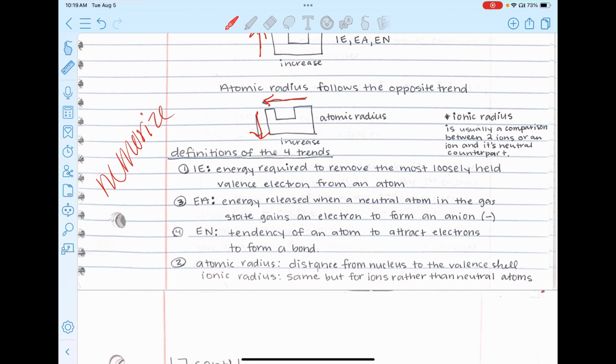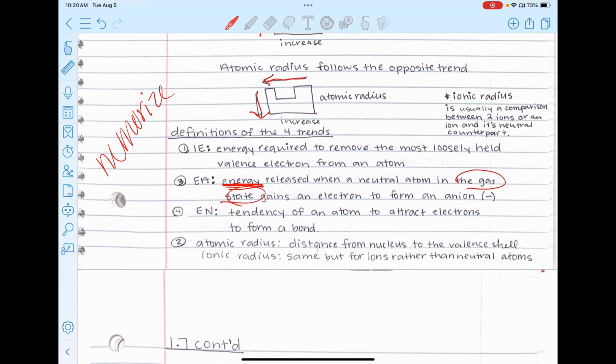All right, ionization energy is the energy required to remove the most loosely held valence electron from an atom, the easiest to remove. Okay, so that's your ionization energy. Electron affinity is the energy released when a neutral atom in the gas state, that's what makes this one different, it's the only one where state matters, gains an electron to form an anion. Okay, so this one's really specific. So it's about energy, this one's about just general energy.